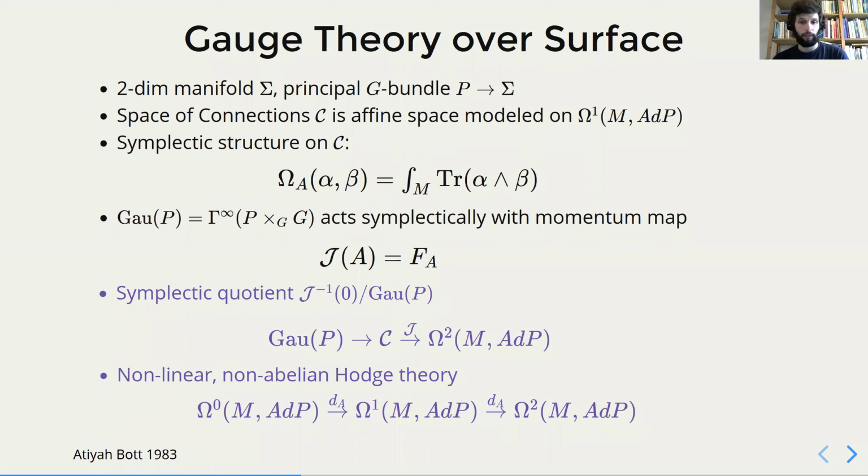And the linearization of the action turns out to be just the exterior derivative with respect to a connection that you choose as the base point for the linearization, and also the derivative of the momentum map, or the curvature, if you want, is also the exterior derivative. So what you see is that you get something that resembles the Hodge complex, in the sense that it's kind of like the non-abelian version. If you remove the A there, then it's really just the normal Hodge complex.